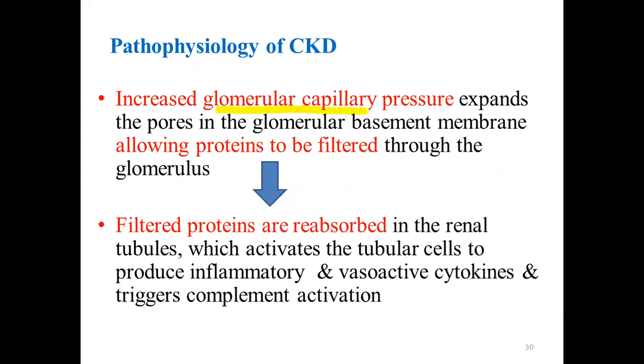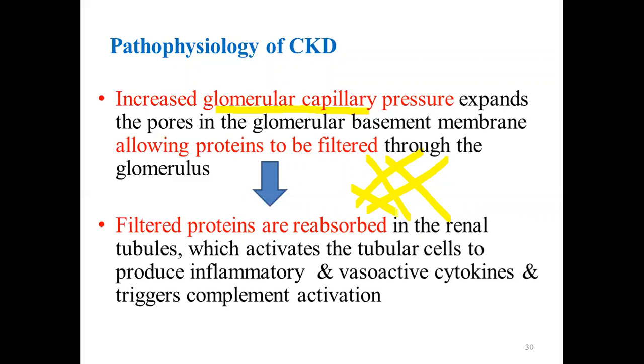Then, as this capillary pressure increases, what will happen? The pores in the basement membrane of the glomerulus, which is like a mesh, will increase, and this allows filtration of protein in the glomerulus. So initially the compensatory mechanism is very important, but the major problem is that as a result of the compensatory mechanism, there is activation of the RAS system. This RAS activation increases angiotensin II, then angiotensin II increases glomerular capillary pressure, and ultimately this pressure can dilate or expand the pore size. This expansion of the pore size allows filtration of protein.